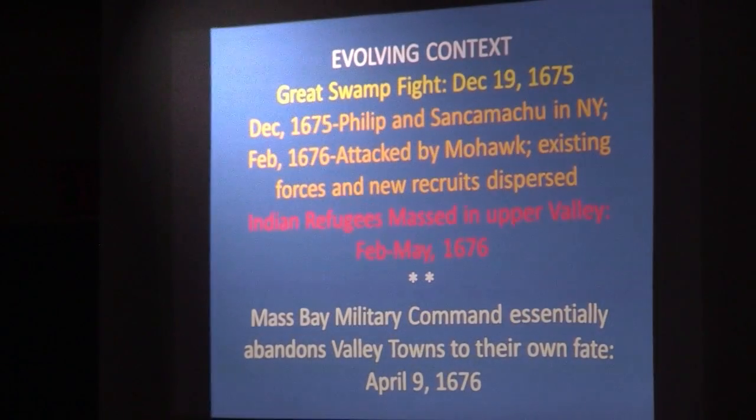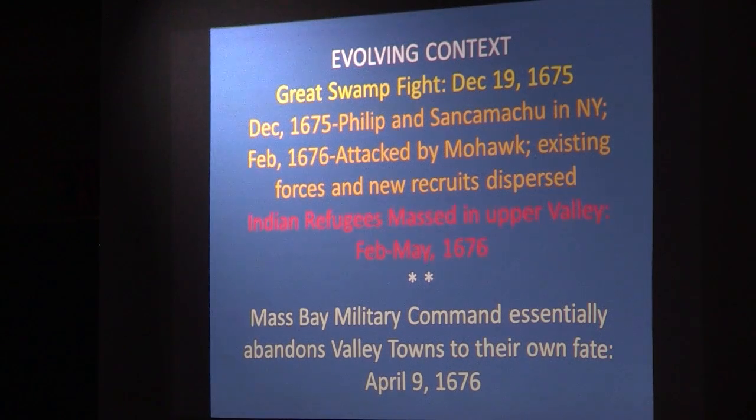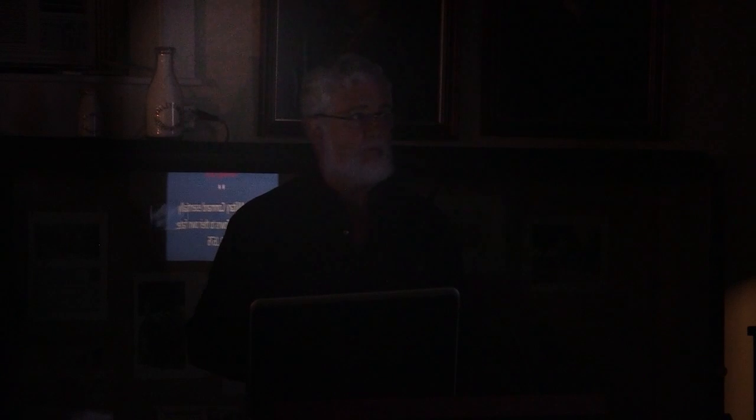At the same time that this is happening in southern New England, Philip and his allies are over in New York, in the upper Hudson, trying to get men to join his forces. And by some accounts, he managed to get 2,000 to 3,000 more fighting men to join him, a number of them coming down from Canada, other groups in the New York area. And things seemed to be going okay, and then the Mohawk broke it up. And that ended all of that potential reinforcement coming in for Philip.